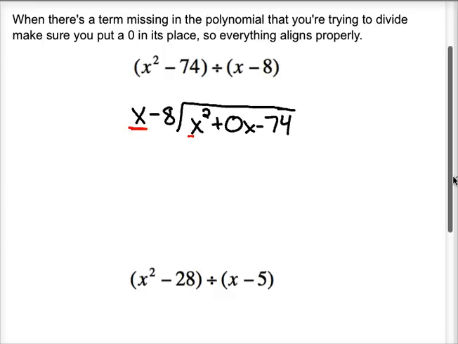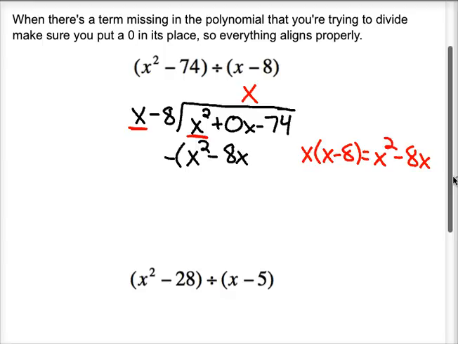I'll look at this x and see what it will take to cancel x squared. Well, x times x gives me x squared. So I'm going to multiply that whole thing by x, and I'm going to write that in now and subtract it to see how close I got.